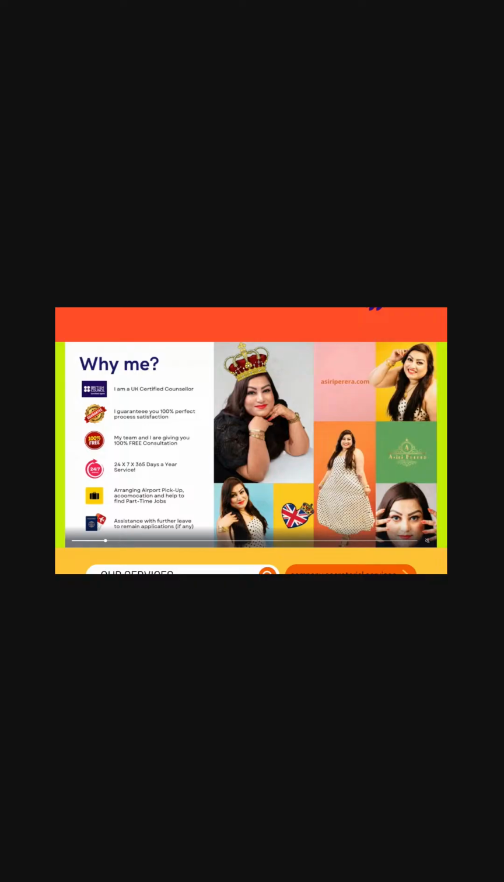And even after arriving in the UK, we can get you the assistance required if you want further leave to remain in the UK, or if you want to move to another country for higher education or for job opportunities, or if you want to start your own business in the UK, whatever your requirements are, we have that solution for you.